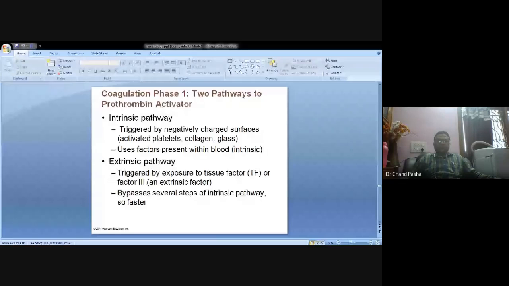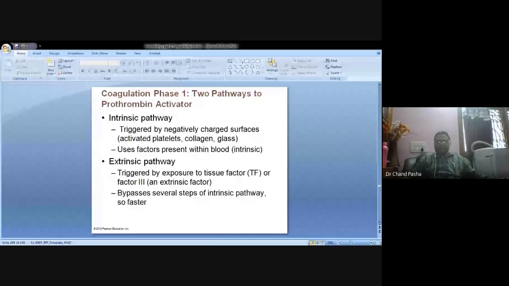Extrinsic factors are triggered by exposure to the tissue factors, such as factor 3, an extrinsic factor. It is not produced in the blood; it is from the local site, coming from somewhere else, and it bypasses several intrinsic factors and directly causes the blood clotting process. Whenever there is tissue damage, the blood clotting will take place very fast. It will be very fast.